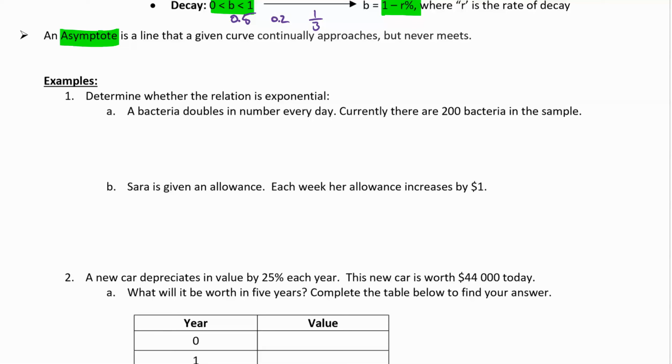All right, examples. Determine whether the relation here is exponential. It says a bacteria doubles in number every day. Currently, there are 200 bacteria in the sample. Well, here I'm going to say yes. Yes, this is exponential growth.